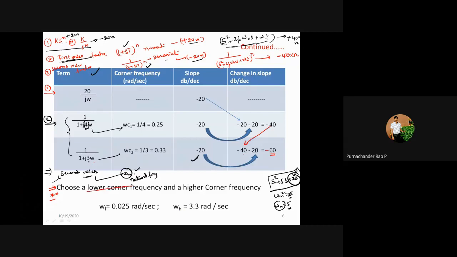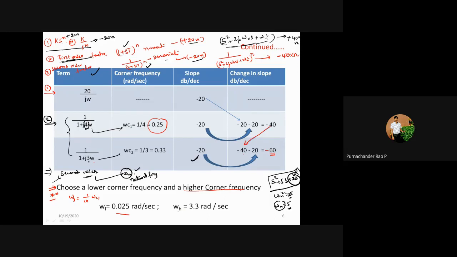a lower corner frequency and a higher corner frequency. Lower corner frequency should be less than 1/10th of your lowest corner frequency. So that means here 0.25 is your lowest corner frequency. So 1/10th of that, omega L is equal to 1/10 times omega C1 we are choosing. So this is 0.025. Okay.